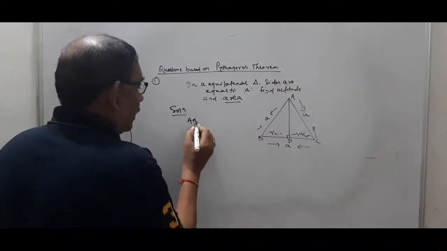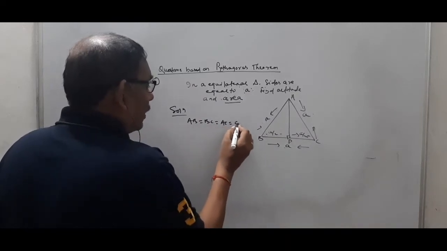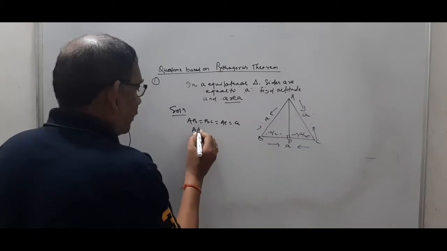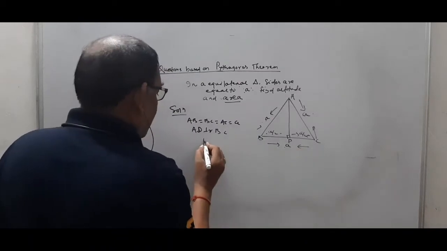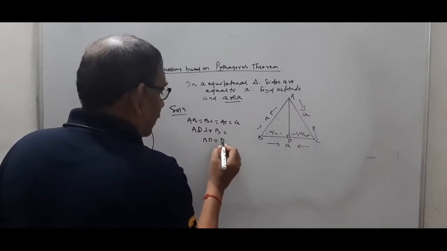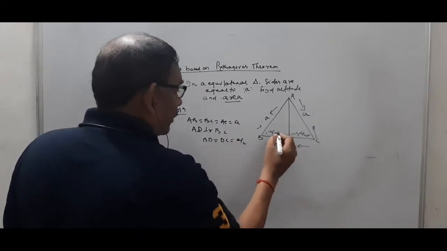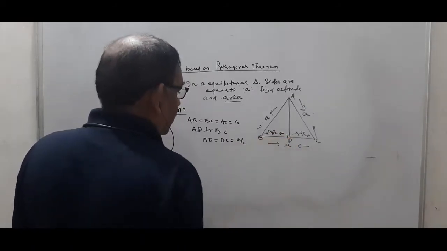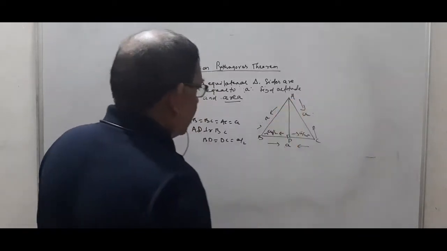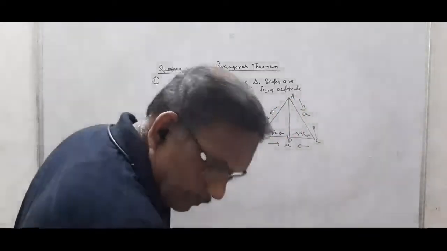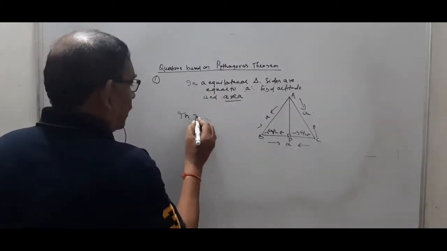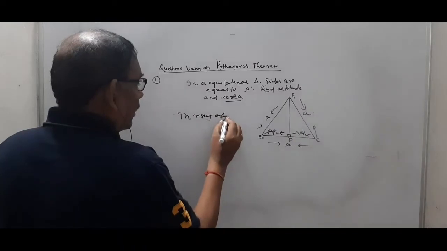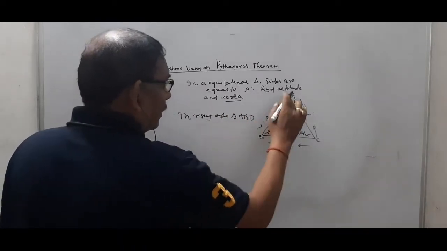Solution: AB, BC, AC are equal to A. AD is perpendicular to BC. Okay. Here BD equals DC, that is A by 2, already indicated in the figure. Okay. Now take the right angle triangle ABD.